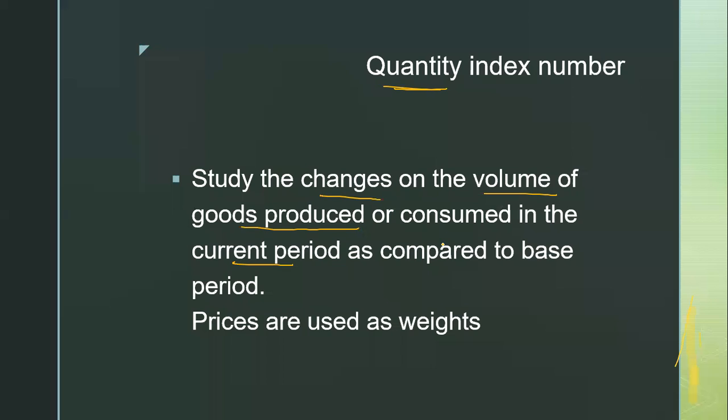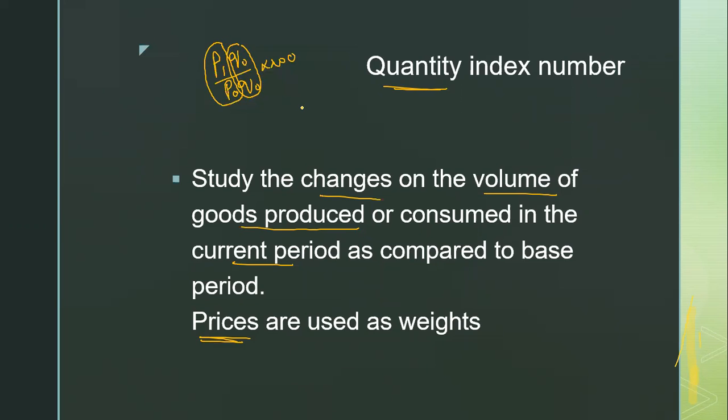In this quantity index number, we assign prices as weights. In the price index number, we take P1 Q0 divided by P0 Q0 into 100, one formula I'm taking, where we give importance to the prices and consider quantity as weights. In the quantity index number, we are reversing it.